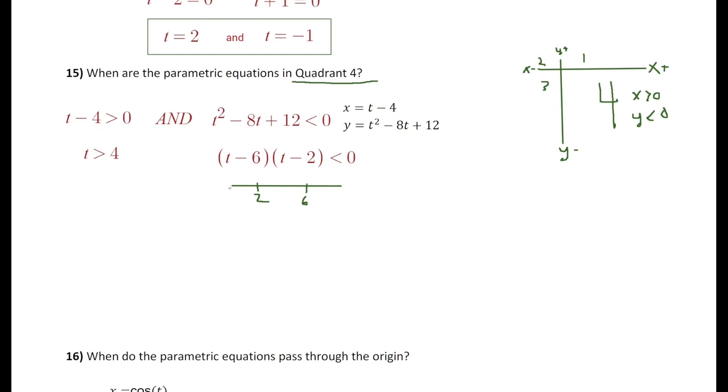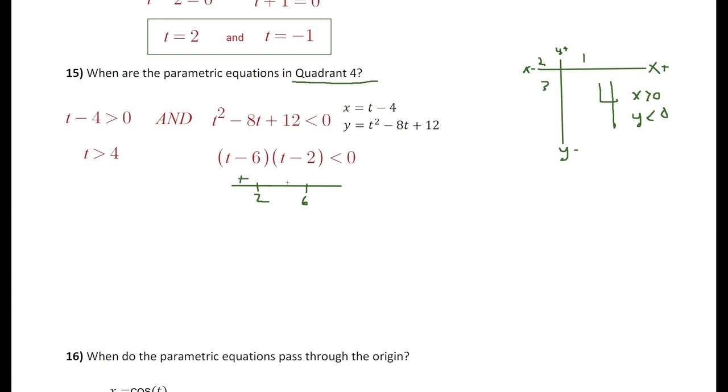And so for all these values that are less than 2, like 0, for instance, if I just plug in 0 here, 0 minus 2 is going to be a negative, and a negative times a negative is a positive. So this is going to be positive here. That's not going to be where it's negative.